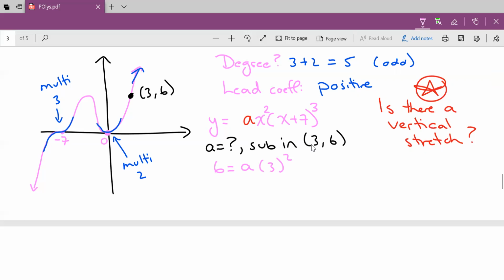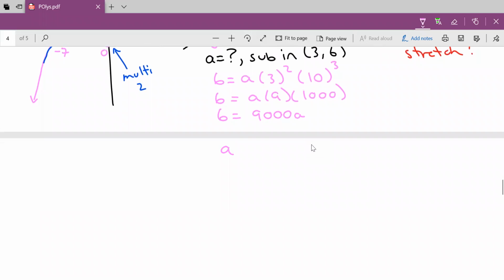This will be 3 squared, 10 cubed. So we're going to get some big numbers because I made a crazy graph here. So this is 9, 1,000. So that's 9,000 times A. So A is equal to 6 over 9,000, which should reduce to 2 over 3,000, oops, which reduces one more time to 1 over 1,500.